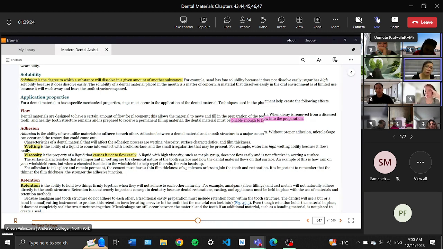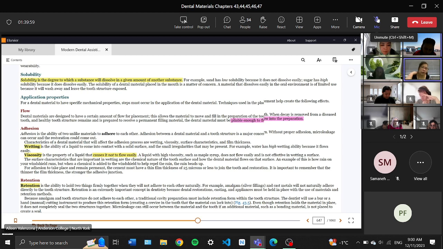Viscosity is the property of a liquid that causes it not to flow easily. As I've mentioned, viscosity is a liquid property, but examples are maple syrup or honey. They do not flow easily compared to water. Water flows easily. So that is the meaning of viscosity versus wetting. Wetting, always think liquid, water. Viscosity is like honey or maple syrup, not going to flow easily.